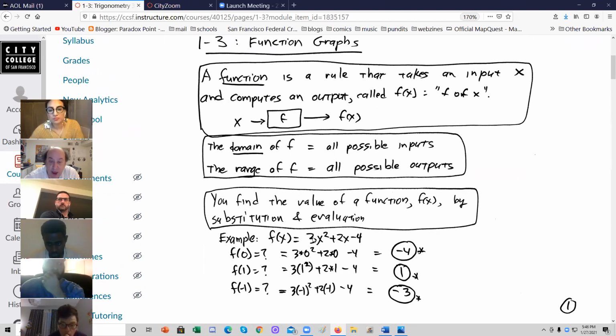For example, f of x equals 3x squared plus 2x minus 4. What's f of 0? What's f of 1? What's f of negative 1? Well, you find this by substitution. We substitute 0 in for x here, and after a bit of computation, it's negative 4. And for f of 1, put 1 here and here, and after some computation, it's 1. For f of negative 1, you put a negative 1 here, here, and here, and after computation, you get negative 3.